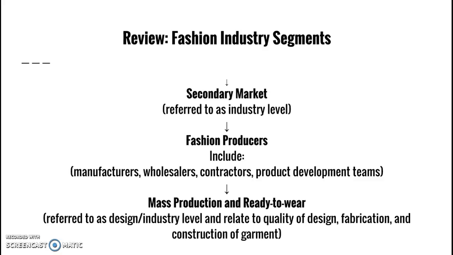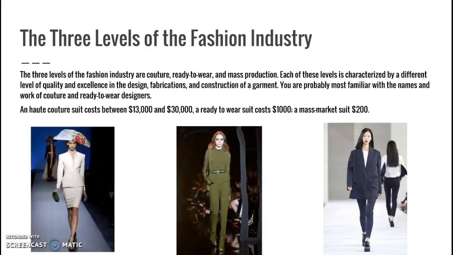So the secondary market is referred to as industry level. Fashion producers in this market include manufacturers, wholesalers, contractors, and product development teams. And then there's 2 general levels here. There's mass production and ready-to-wear. So this relates to the quality of the design, fabrication, and the construction of the garment. If it's higher end, it's considered ready-to-wear, and if it's lower end, it's mass production. Remember, couture is that fancy style of garment that is individualized and one of a kind.